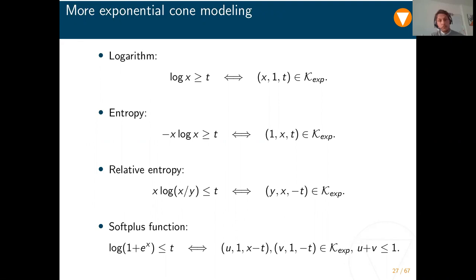So as you can model simple exponentials, as we have already seen, it's equally simple to model simple logarithms. Basically, you just switch the roles of x and t. You can model things that arise in entropy optimization, relative entropy optimization. Here's one more example where we model the so-called softplus function, which pops up in logistic regression, for example. So again, there are many applications for this exponential cone modeling. Here again, there are some auxiliary variables that you have to introduce. But if you're willing to do so, then you can model many, many things arising in convex optimization.